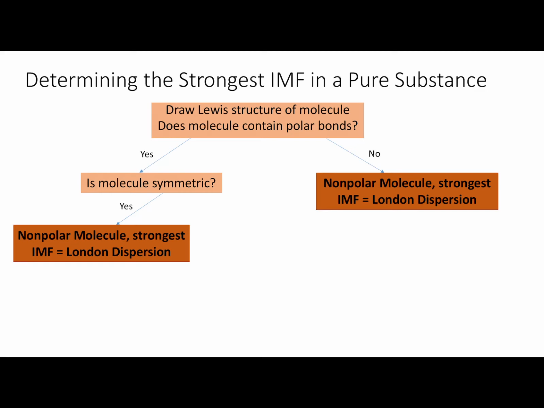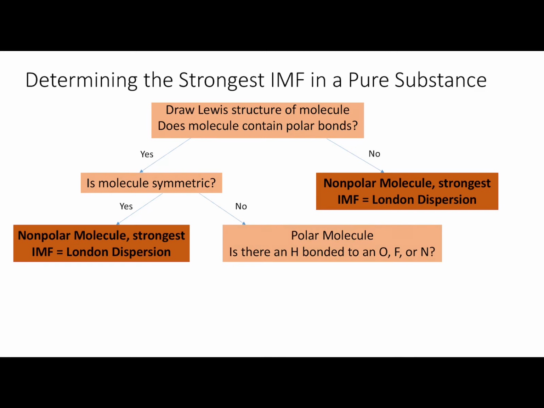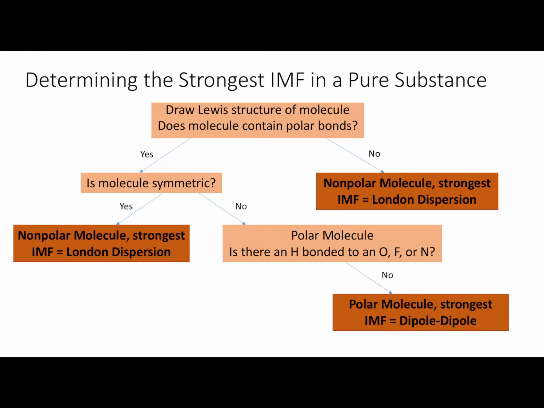The alternative path is that the molecule is not symmetric. And if you have a molecule that has polar bonds and is not symmetric, it will have a net dipole moment. In other words, it will be a polar molecule. And now we have question number 3, which is: is there within the molecule a hydrogen bonded to an oxygen, fluorine, or nitrogen? Again, a well-drawn Lewis structure helps us to answer this question.